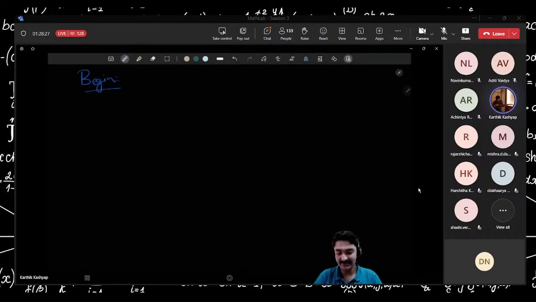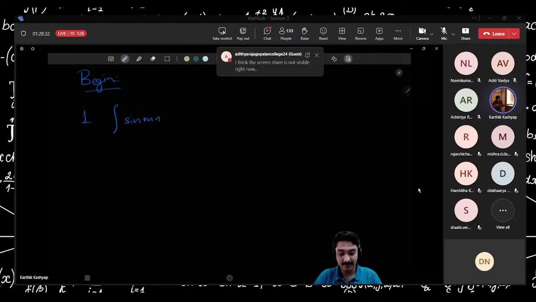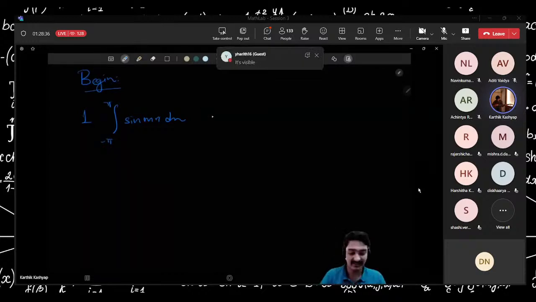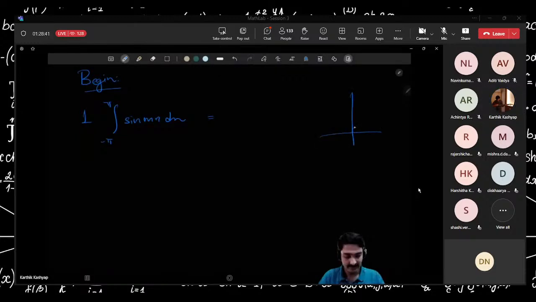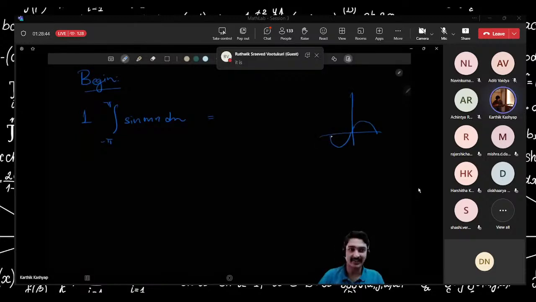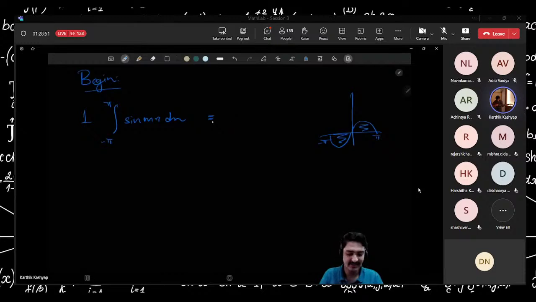So starting with the first property, we need to find the integral of sin mx dx from minus pi to pi. So this we can say is the area of sine over minus pi to pi. This is the sine function, right? And this is minus pi to pi. So we can say that the net area will be 0. It's pretty straightforward from JEE. So we can say that this integral will be 0. And at m equal to 0, the sine is itself 0, so the integral is 0 again. So we can say that this integral is 0 for all m values.